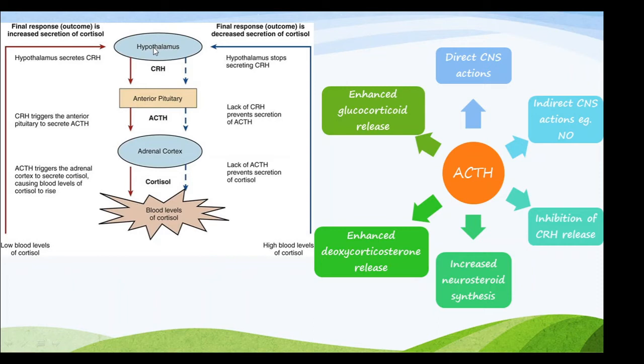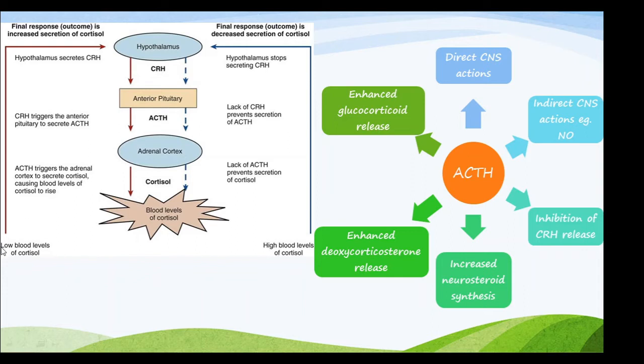The hypothalamus releases CRH, corticotropin releasing hormone, which acts on the anterior pituitary, and the anterior pituitary releases ACTH. ACTH activates the adrenal cortex to release cortisol, so that blood concentrations of cortisol increase.